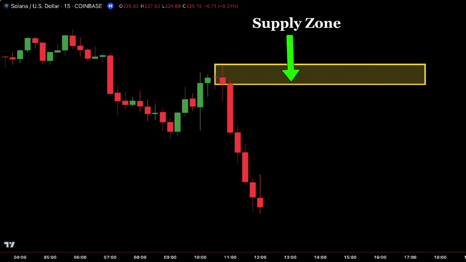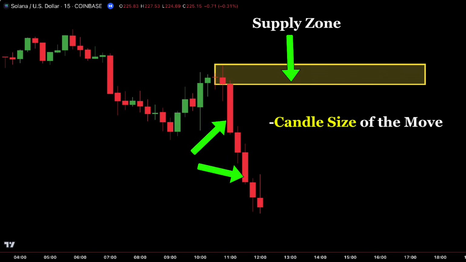Alright, now let's confirm that the supply zone meets all the necessary criteria. This step ensures the zone is valid and worth trading. Candle size of the move. Look at the candles in the drop from the supply zone. They are large and consistent in size, with no hesitation or wicks. This tells us that institutions were actively involved in this move. The candle size confirms strong institutional activity.